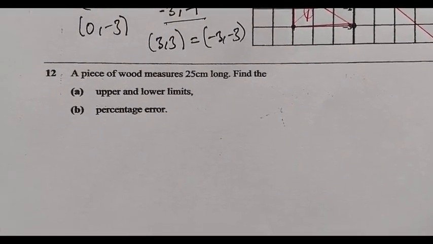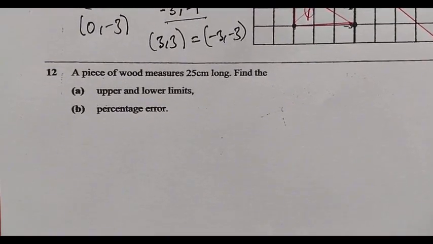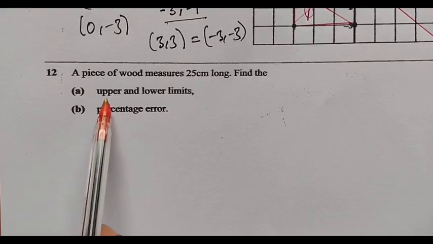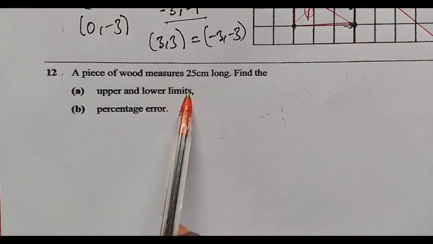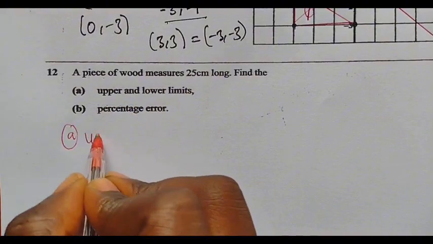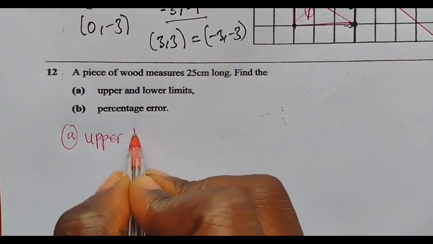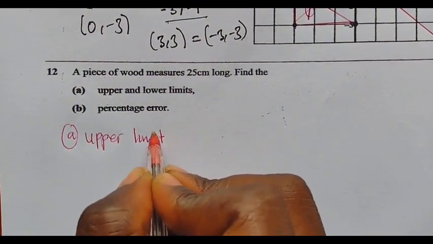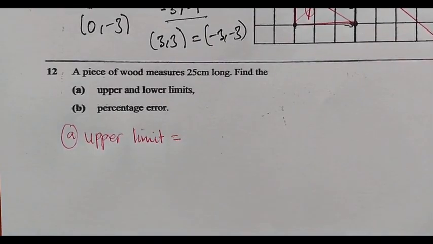So this will be our question 12. Question 12 reads, a piece of wood measures 25 centimeters long. Find the upper and the lower limits. Okay, so we are going to start with question A. We start with the upper limit. So what do you do when you want to find the upper limit?